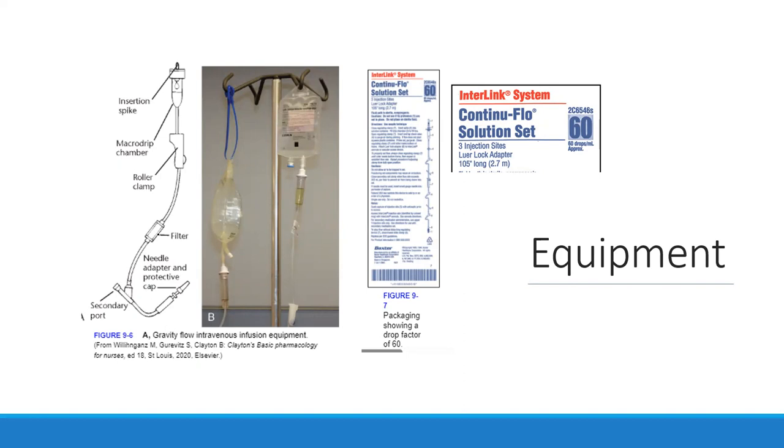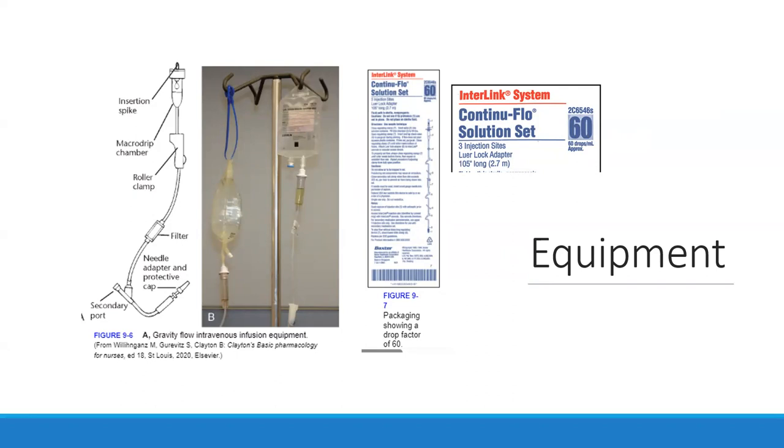Up here, there's usually a filter and then a rolling cap. You use the rolling cap to control how many drops per minute you have. On here, this little chamber is what you actually see when it comes to your drops. You'll count those. Most of them will have on the bag how many drops. For example, on this one, it's 60 drops per mLs. So that is a micro drip.